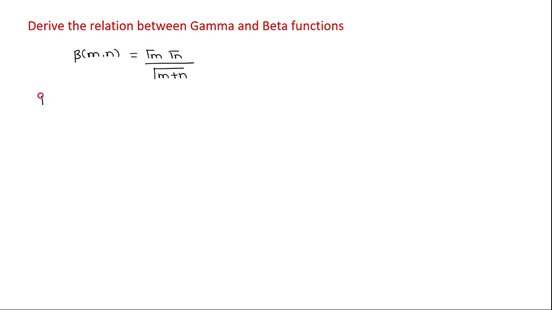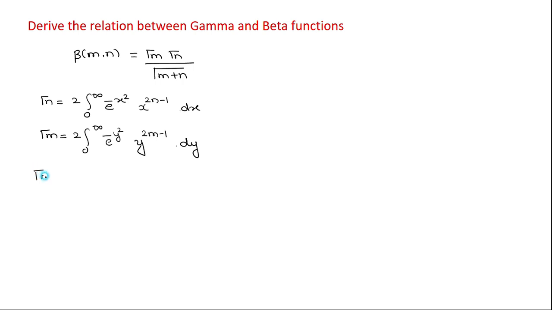We know that the gamma of n is defined by 2 times integral 0 to infinity e raised to minus x square x raised to 2n minus 1 dx. So here I need the value of gamma m also. So let me take gamma m is equal to 2 times integral 0 to infinity, taking another variable, y square, y raised to 2m minus 1 dy.